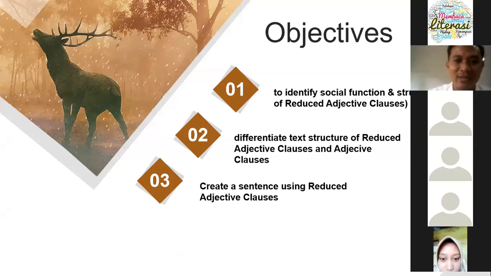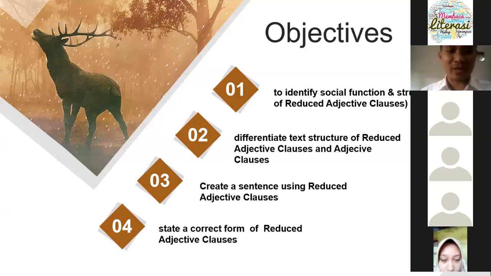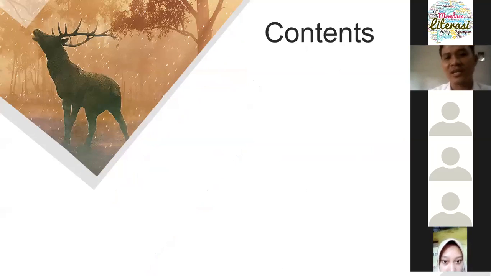And then create sentences using conditional sentence type 2 and type 3. And then the fourth is you will be able to state the correct form of conditional sentence type 2 and type 3. That is the learning objective.